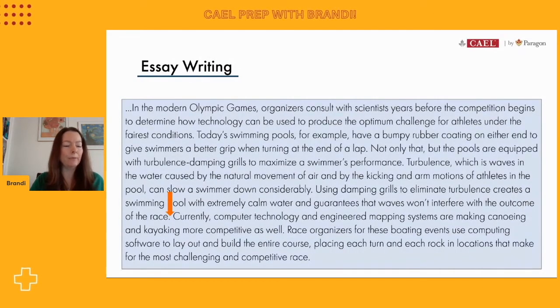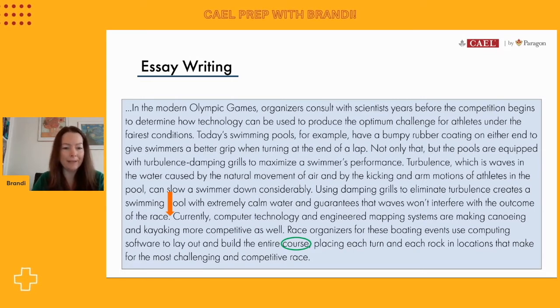I think we've got one more detail maybe. It says, currently computer technology and engineered mapping systems are making canoeing and kayaking more competitive as well. Race organizers for these boating events use computing software to lay out and build the entire course. I think we're talking about the race course and how it's being improved upon, because it says here by placing each turn and each rock in locations that make for the most challenging and competitive race.